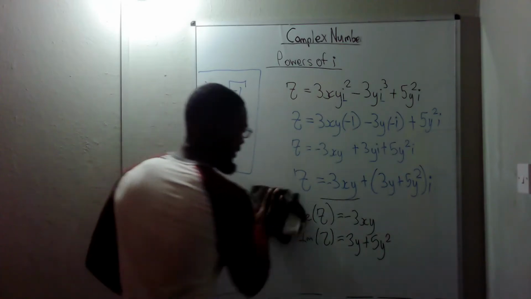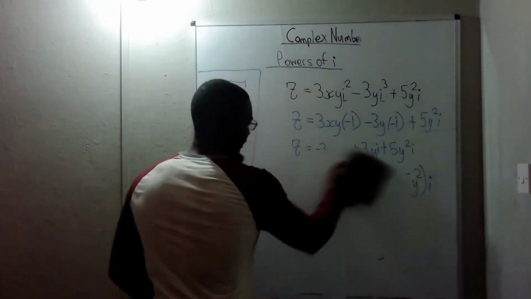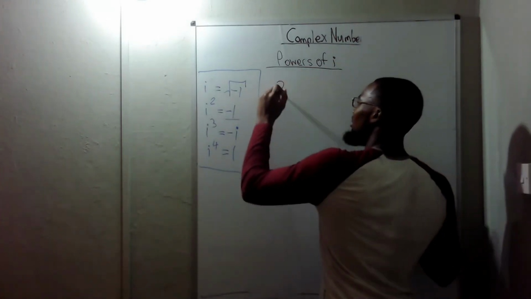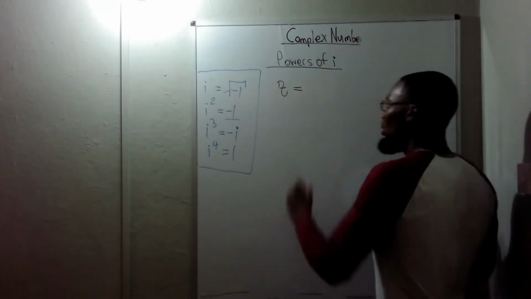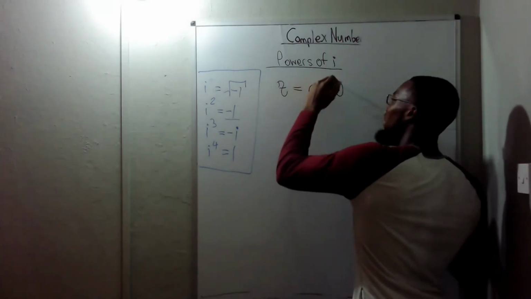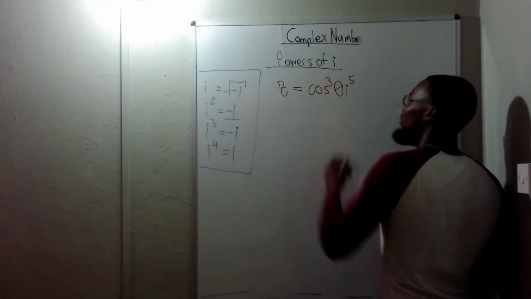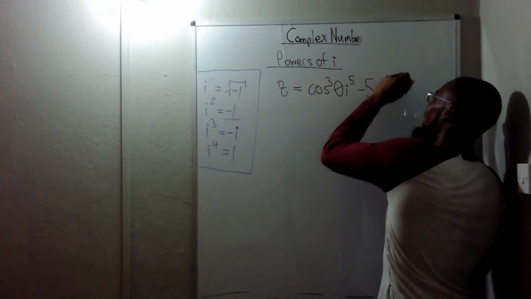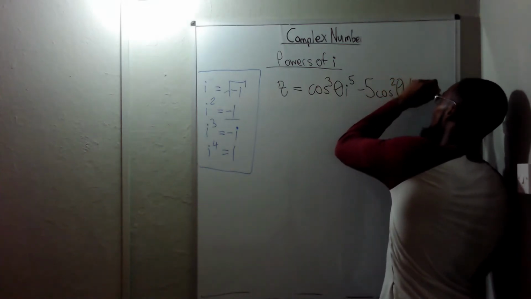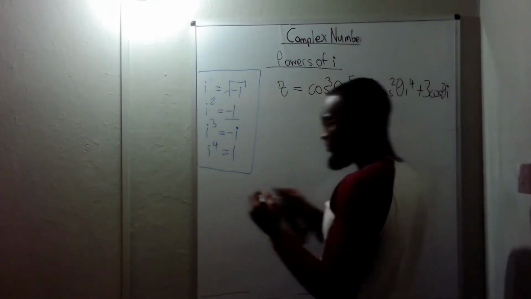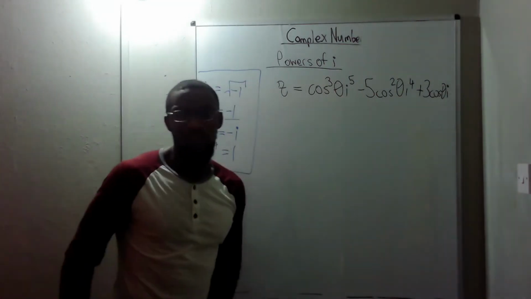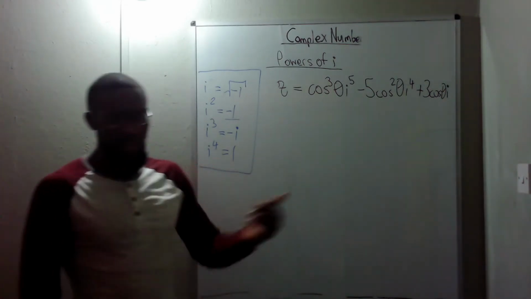Alright, let's just try one more, or two more rather, with stating the real part and the imaginary part. What if I gave you z is equal to cos cubed theta i to the fifth minus 5 cos squared theta i to the 4 plus 3 cos theta i? What if I gave you that and asked for the real part? Now, i to the fifth, you probably say, wait, i to the fifth? Go ahead and attempt it. So 5 seconds, pause and attempt.